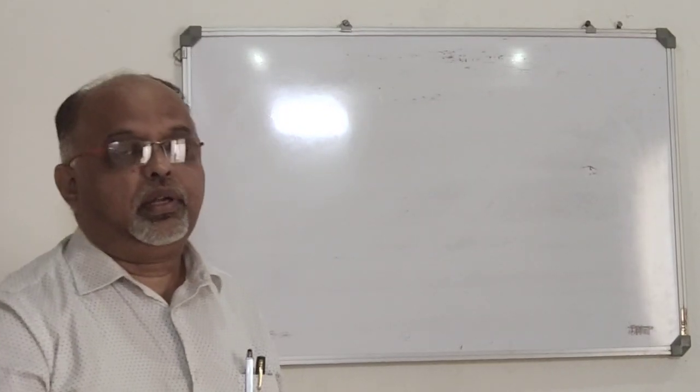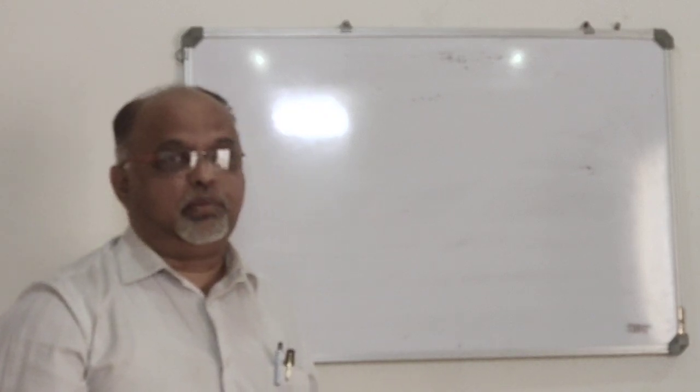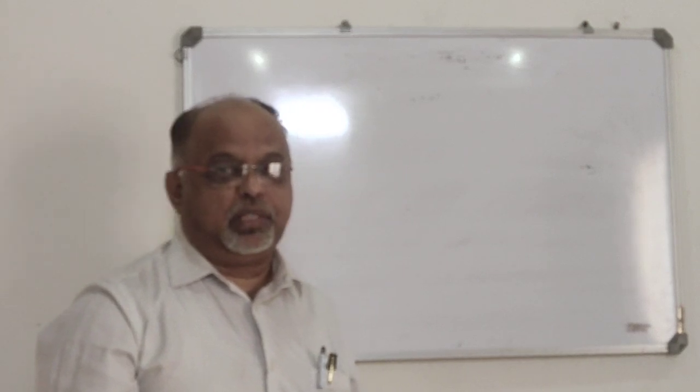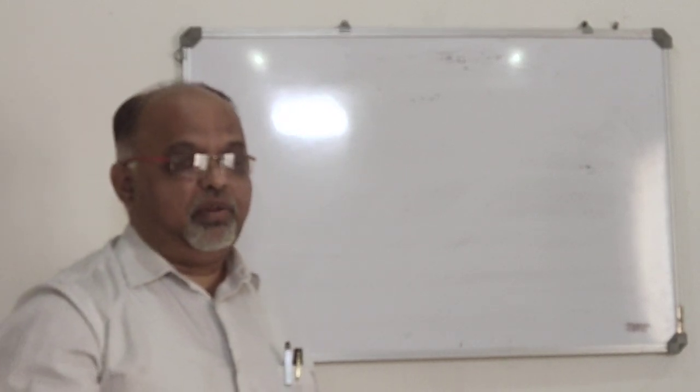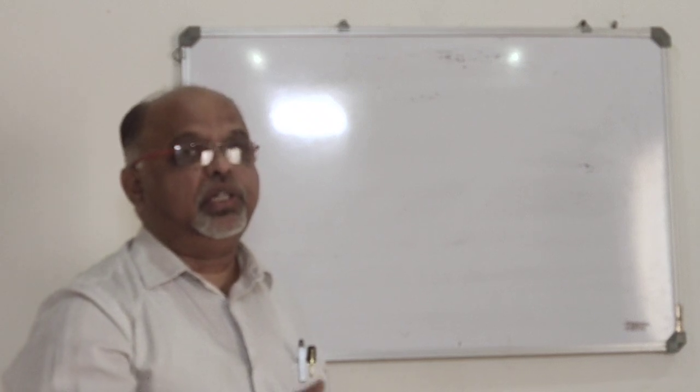Hello friends, I am Dr. Marathe. Today we will discuss how the end product of glycolysis, known as pyruvic acid, is converted into acetyl CoA before entering the TCA cycle.